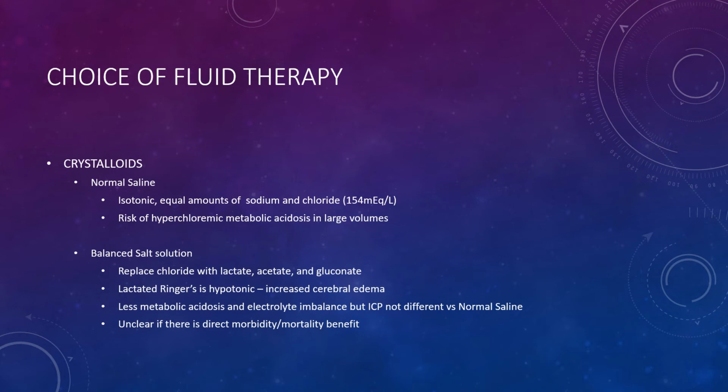Normal saline is isotonic and has equal amounts of sodium and chloride at 154 milliequivalents per liter each. Due to the high chloride content, though, there is a risk of hyperchloremic metabolic acidosis in large volumes because the chloride concentration is higher than the normal plasma chloride concentration.